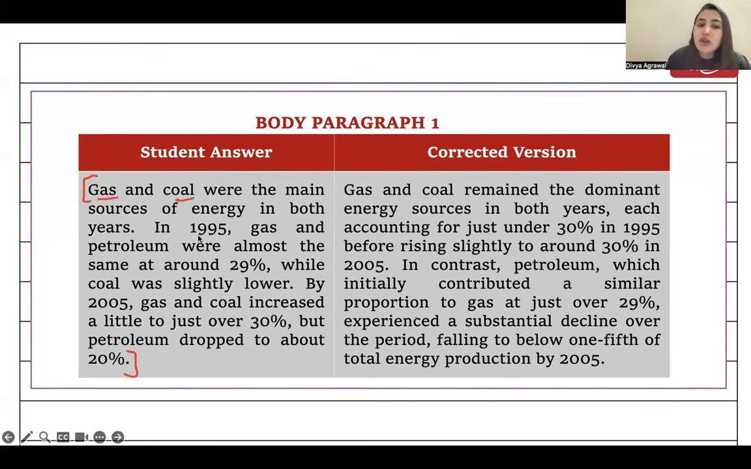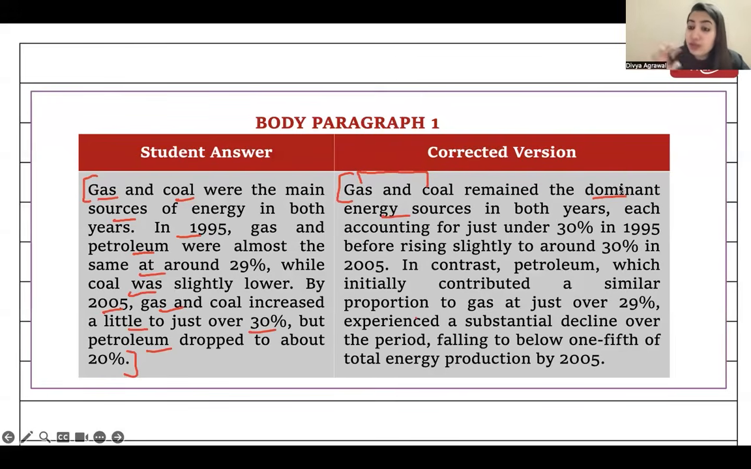Gas and coal were the main sources of energy in both years. In 1995, gas and petroleum were almost the same at around 29%, while coal was slightly lower. By 2005, gas and coal increased a little to just over 30%, but petroleum dropped to about 20%. This is what he has written. Now, gas and coal remained the dominant energy sources in both the years. Not only gas, but even coal was highest, right? So we have written it in a way that we are comparing both of them.